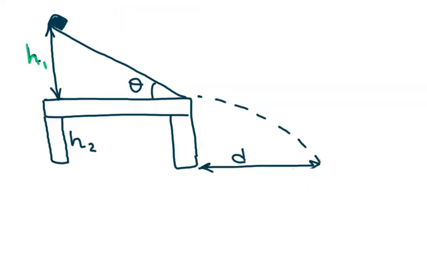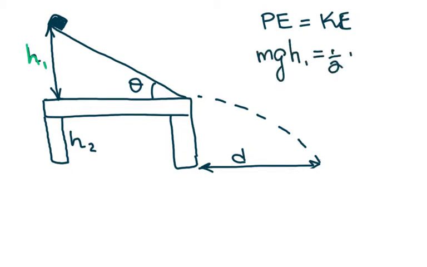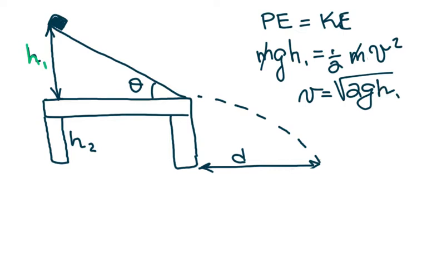For the second one, they say if the block's mass is increased by 2m, will the block land 2 times the distance? And we saw that the potential energy, when it is equal to the kinetic energy, I have mgh1 equal to 1/2 mv squared. You see that the masses cancel and the velocity does not depend on the mass. So it doesn't matter what you do to the mass, the velocity is still going to stay the same because it depends on the height h1.